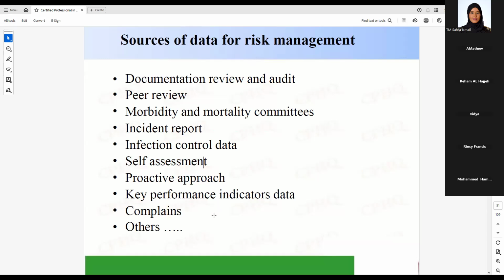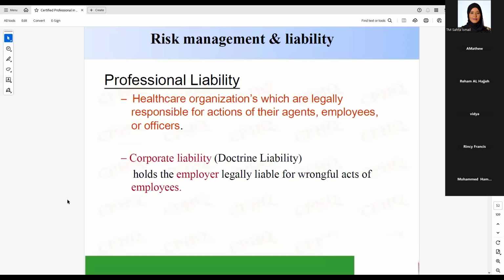Complaints are part of the risk management information and others as well. So it could be claims, it could be reputational challenges and stuff like that. That could also be part of the risk management data.